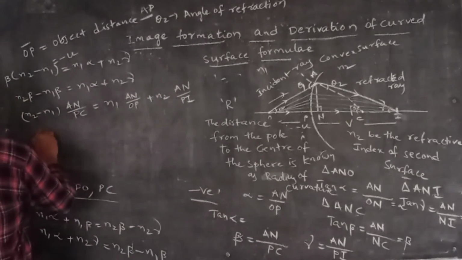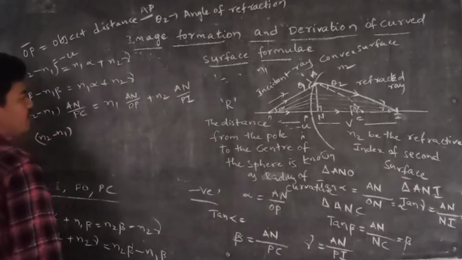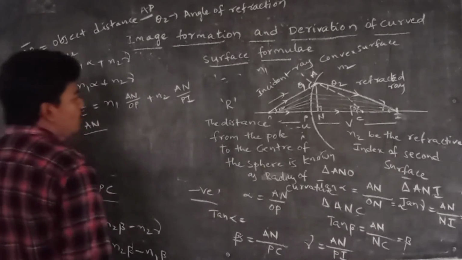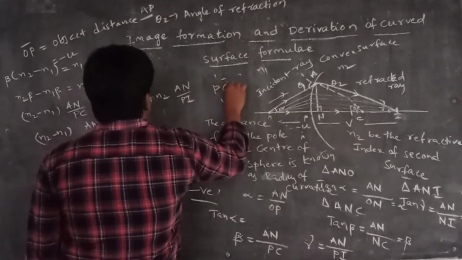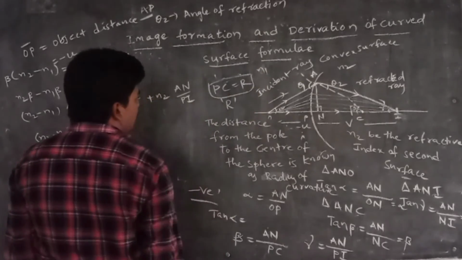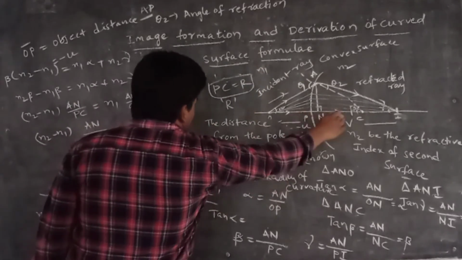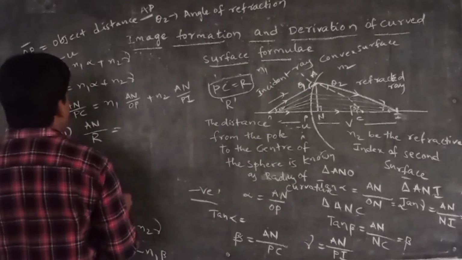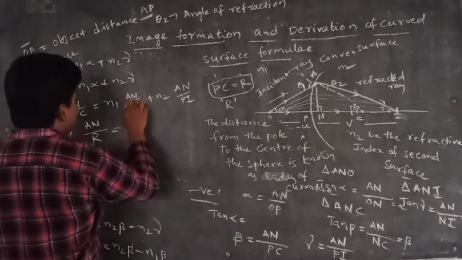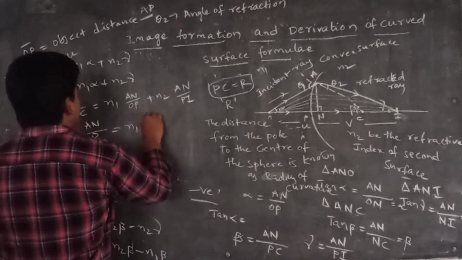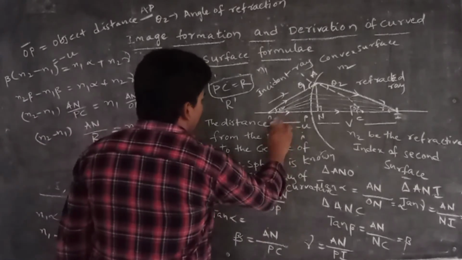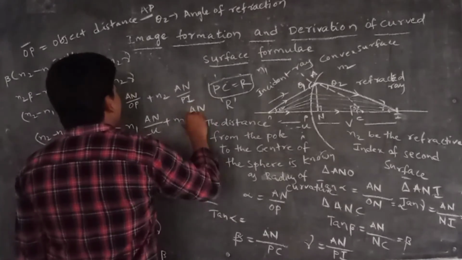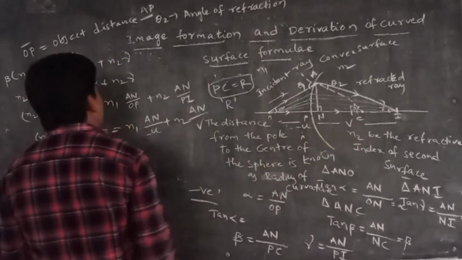From these values, n2 minus n1 times what is the value of AN here? AN by PC. What is the value of PC? We already said that PC is equal to capital R. This is in the direction of the light ray, so it is taken as positive. So AN by R is equal to n1 times AN by OP. What is the OP distance? It is taken as minus u, plus n2 times AN by PI, where PI is the distance v.